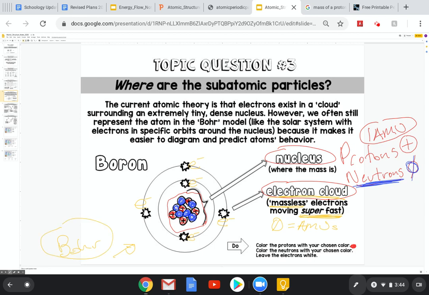But this is kind of our general depiction of what an atom is going to look like. It just makes it easier for us to figure out, okay, all the mass is within the nucleus, which is in the center of the atom, whereas those electrons are flying around the outside of that nucleus, and the electrons wind up doing all the interacting with other atoms.